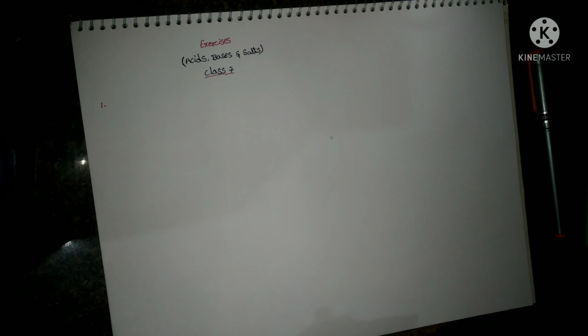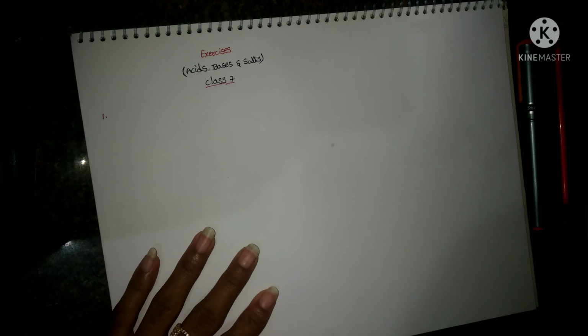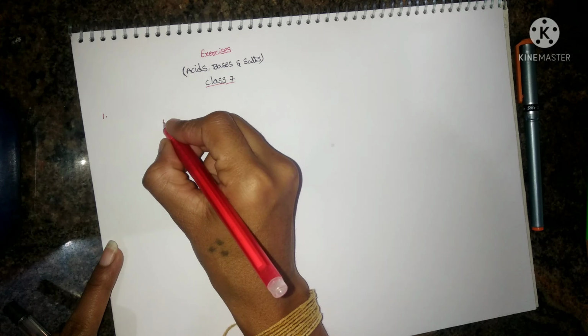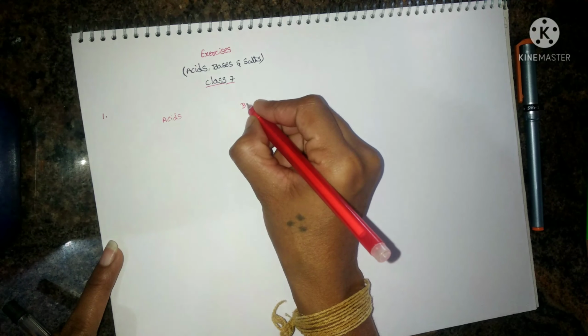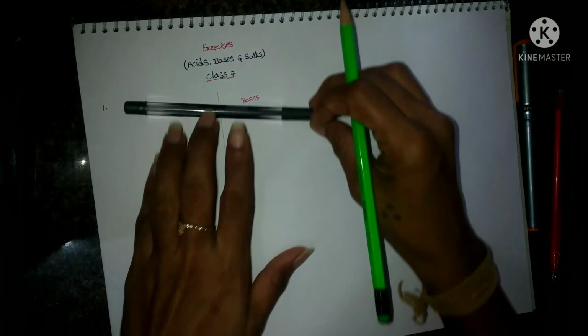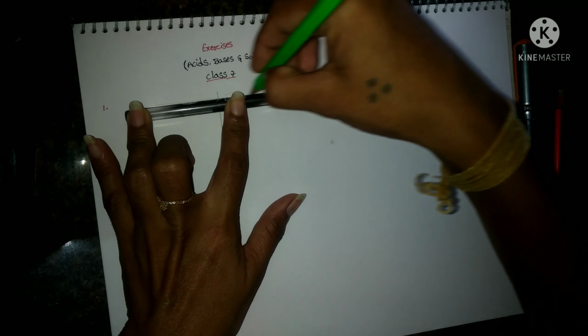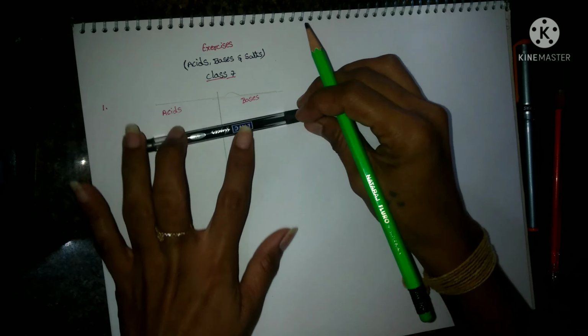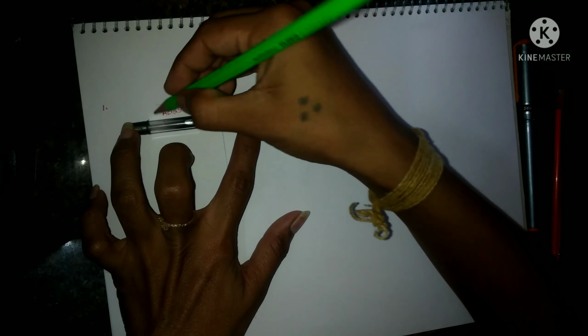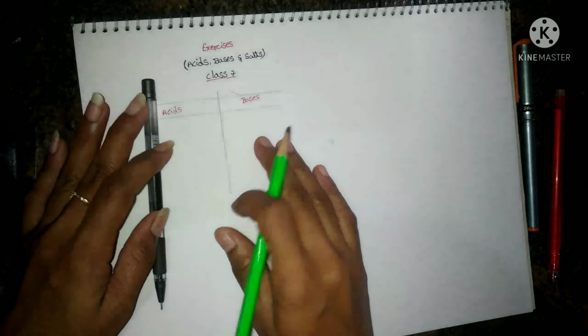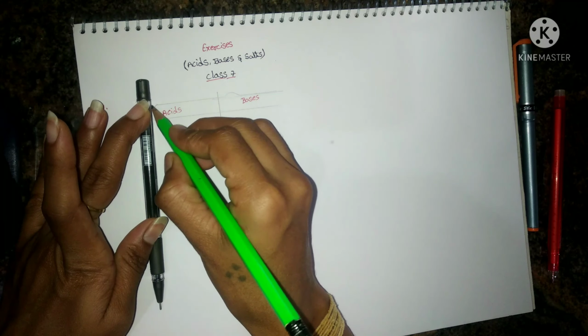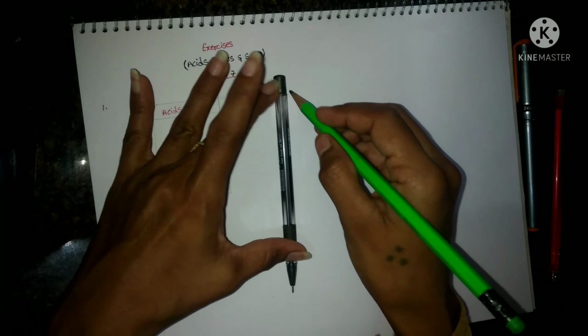When you are writing the differences, first of all you have to write them in the form of a tabular column. One side is acids, another side is bases. Always write the differences in table form only. Please remember this point. So this side acid and this side base. And when you are writing these differences, please remember one more point.